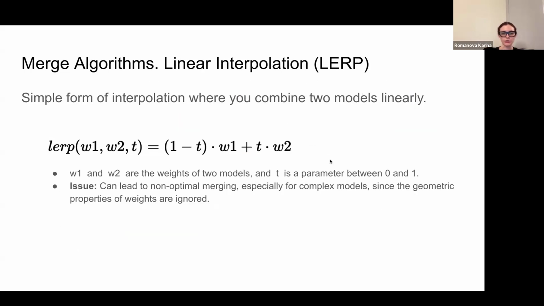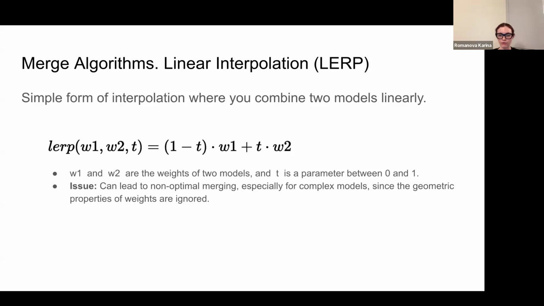Let's move to linear interpolation, or in short, LERP. It combines two models by linearly blending their parameters, and you can see a formula here. So W is the weights of the model, the parameters of the two models, and T is a scalar between 0 and 1 that determines the blending ratio.